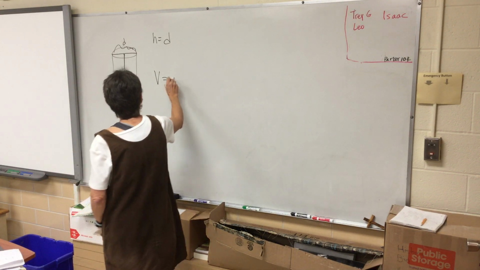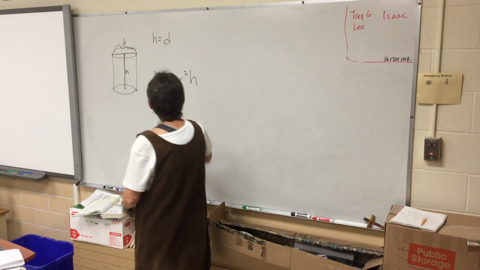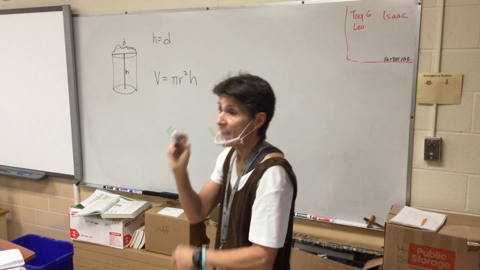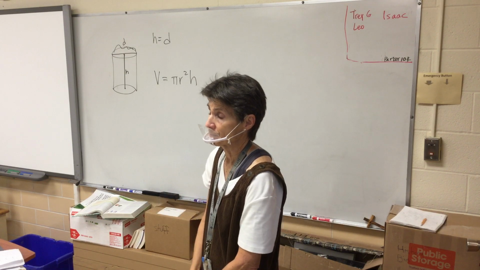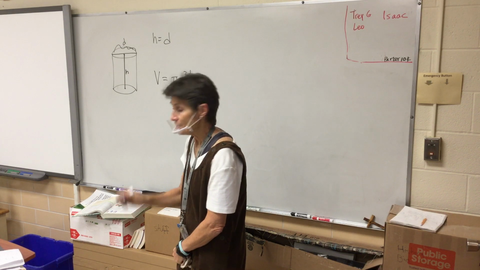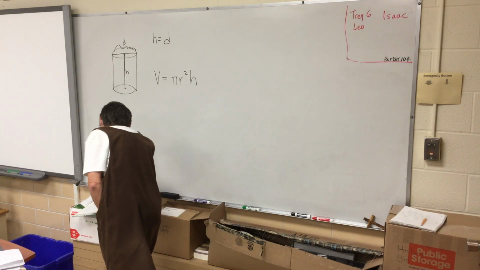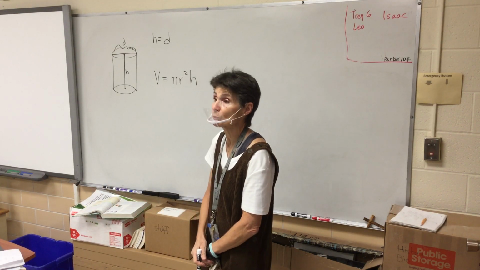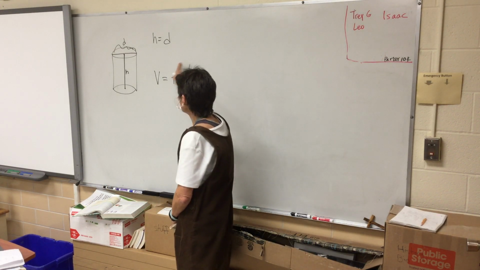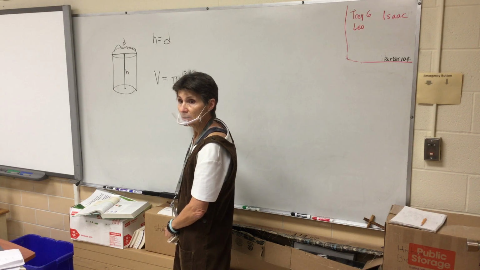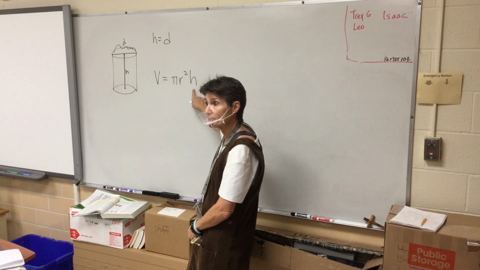Pi r squared h. Yep, that's exactly right. That is the formula for the volume of a cylinder. Now, gang, that is an awesome formula. The problem is it has too many variables. This question specifically stated, write the volume as a function of the radius. So the only variable you can have over here is r. So that means we have to get rid of the h.